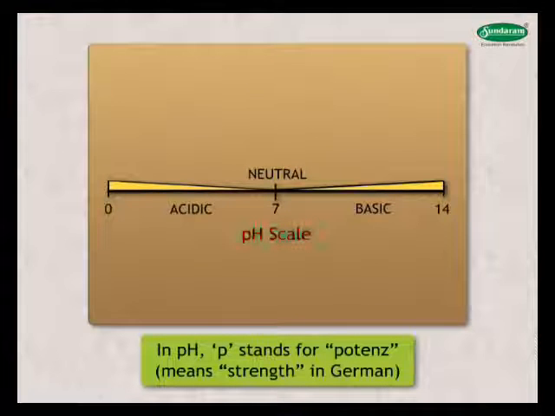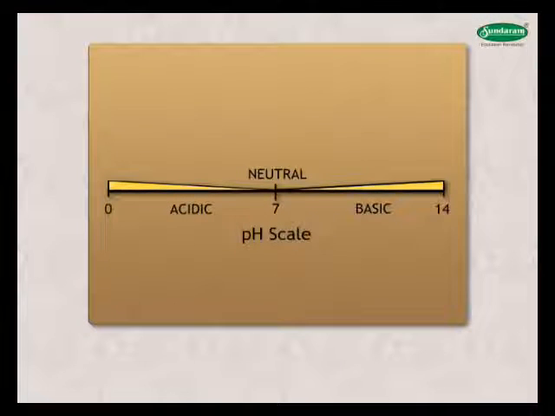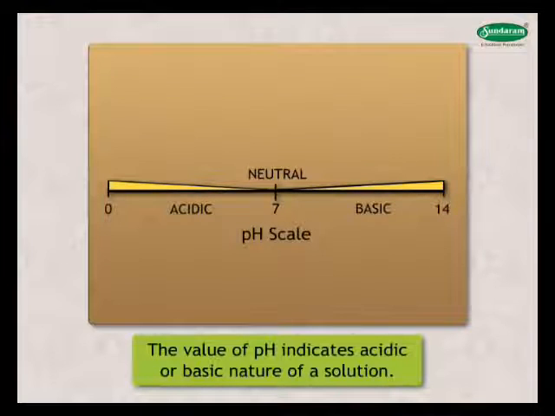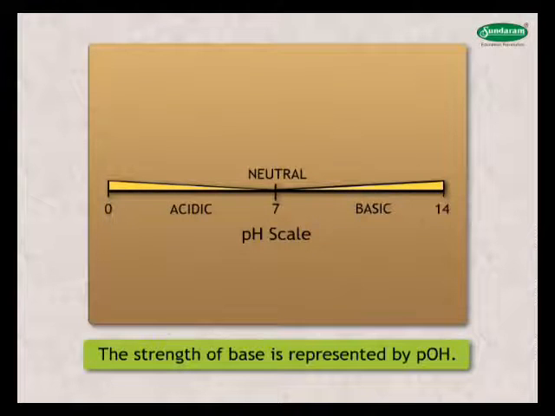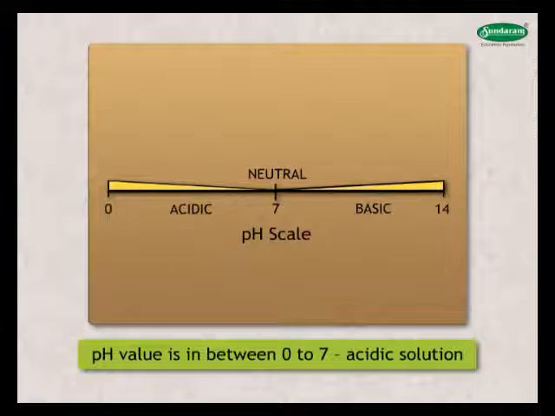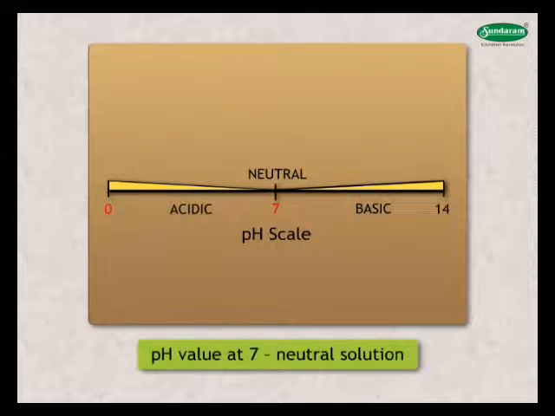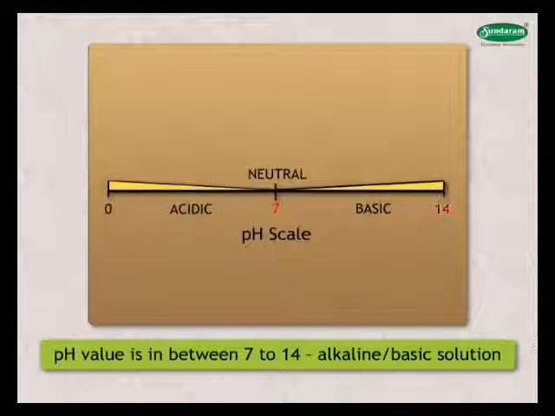In pH, P stands for potens, which means strength in German. The scale reads from 0, meaning most acidic, to 14, meaning most basic. The value of pH indicates acidic or basic nature of a solution. The strength of base is represented by pOH. When the pH value is between 0 to 7, the solution is acidic in nature. At value 7, the solution is neutral, and between 7 to 14, the nature of the solution becomes alkaline or basic.